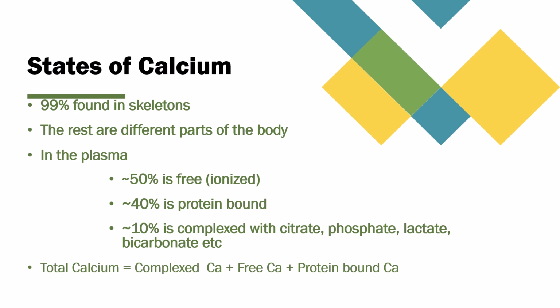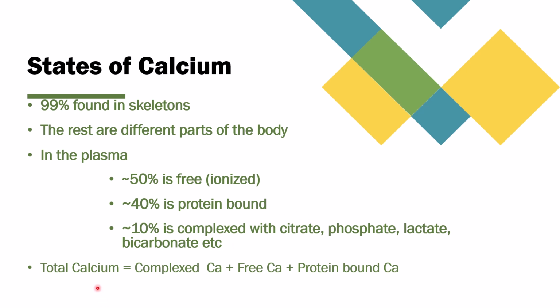The remaining 10% of plasma calcium is usually complexed to other substances like citrate, phosphate, lactate, and the rest of them. And we rarely talk about them because they hardly contribute to any clinical significance. Therefore, it is reasonable to say that total calcium in the blood is equal to complex calcium plus free calcium and protein bound calcium.